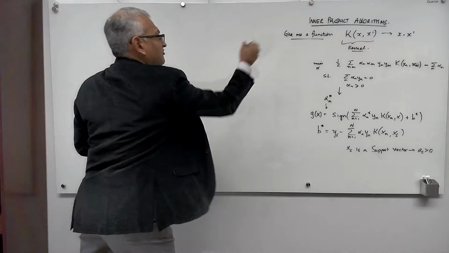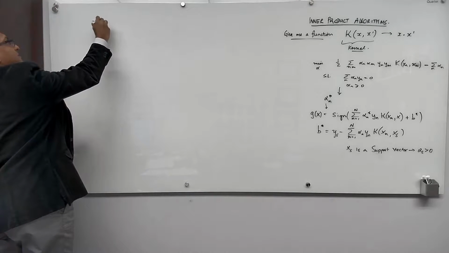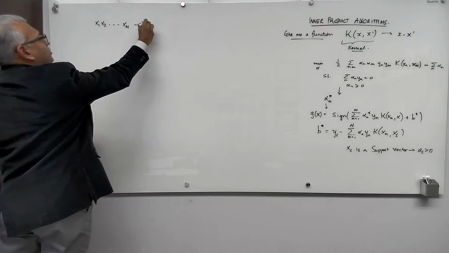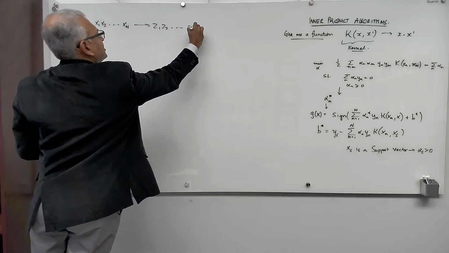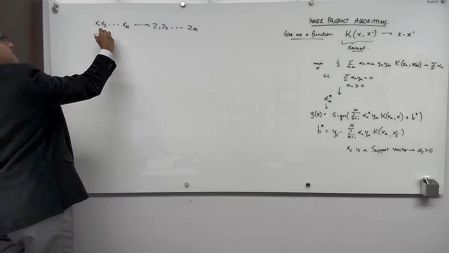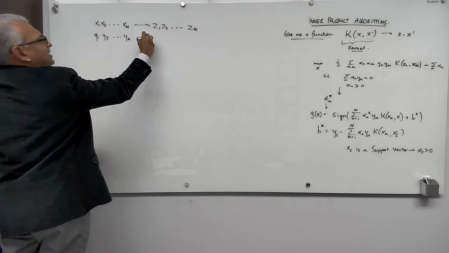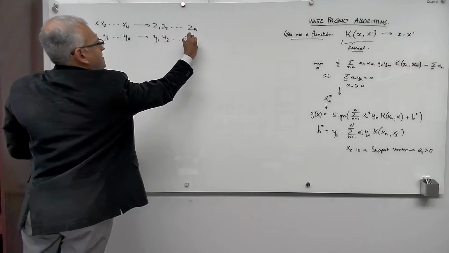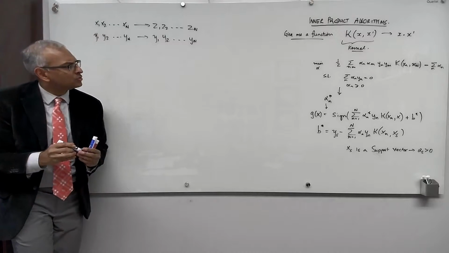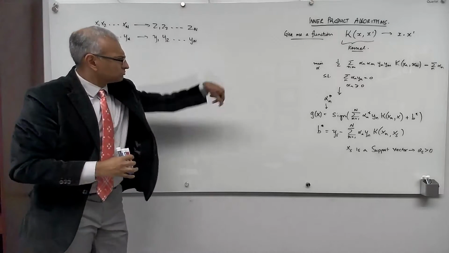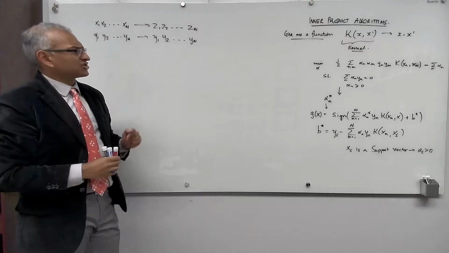So if I transform into a feature space, my x's go to z1, z2, up to zn. Okay, and my y's remain the same. Nothing happens to the y values. The x values totally changed. Okay, because that's what gets transformed.